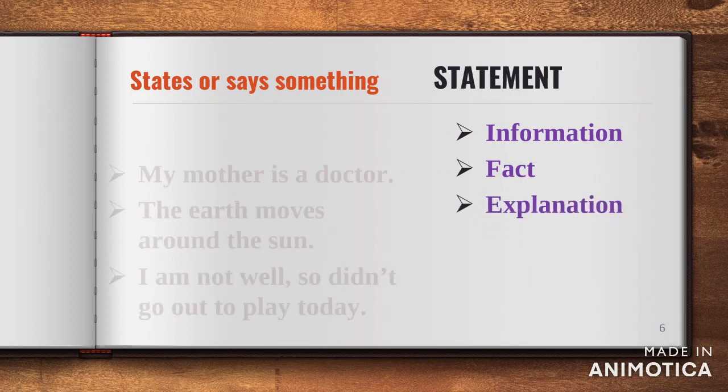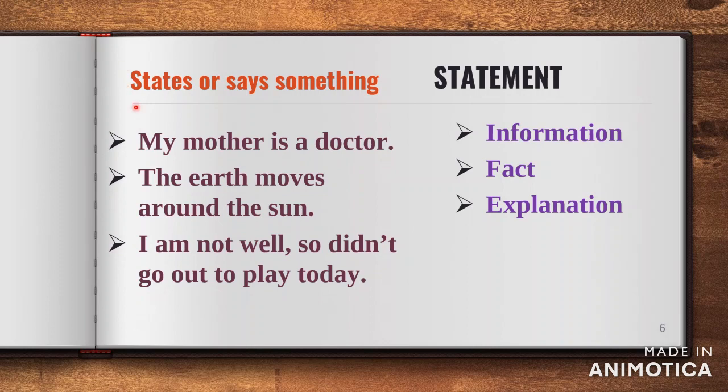Here are some examples. My mother is a doctor. Now here I'm telling you something about my mother. The earth moves around the sun. This is a fact. In the third one, I'm not well, so I didn't go out to play today. Here I'm offering you an explanation. So we can say that a statement is that sentence that states or tells us something.